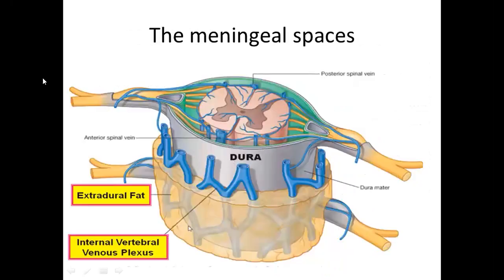What are the contents of the meningeal spaces? Firstly, the space between the endosteal layer lining the bones of the vertebral canal and the dura mater, called the extradural space or epidural space, contains fat called epidural fat or extradural fat. Also, in this fat, we find a plexus of veins called the internal vertebral venous plexus, present here outside the dura in the epidural space.